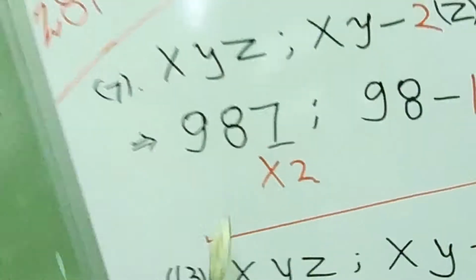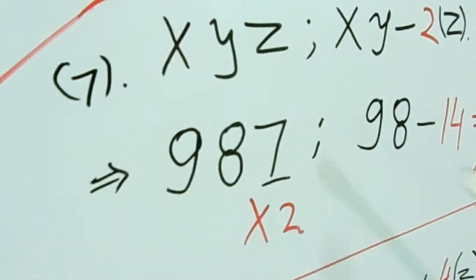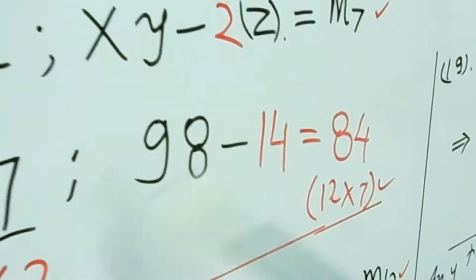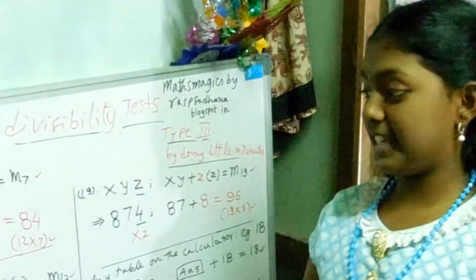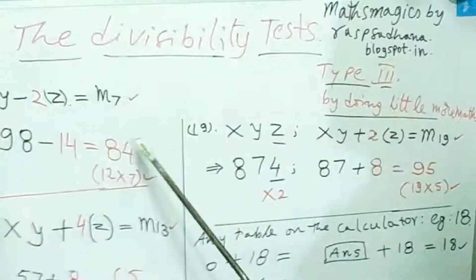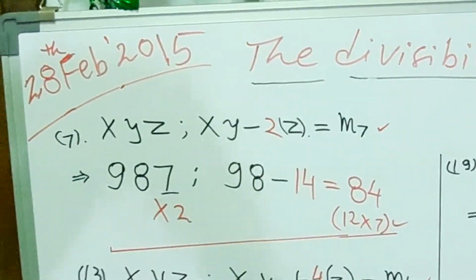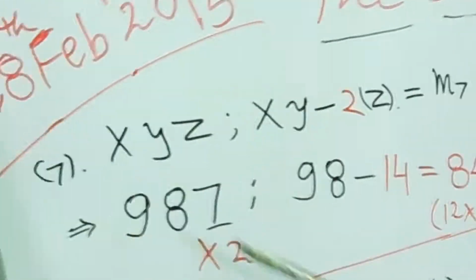Take for instance, 987. 7 into 2 is equal to 14, and subtract it from 98. 98 minus 14 is equal to 84. 84 is a multiple of 7 at 12th time. So 7 can divide the 987 number by leaving remainder 0.